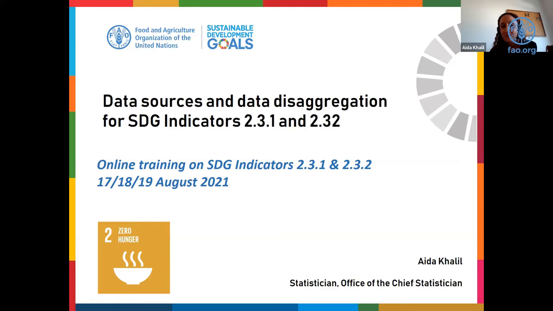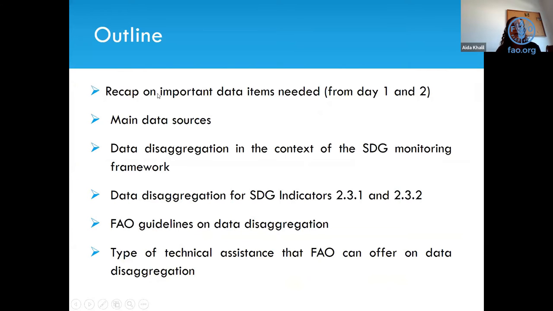So, let's say that with day one and day two, we close all the main technical part of this training. We saw how to identify smallholders and how to compute the two indicators. And now with this last presentation, we focus on the main data sources, although we have largely talked about that during these first two days, and on data disaggregation required for these indicators. So I will first provide a recap on the important data items needed both for the identification of small-scale food producers and the computation of indicators.